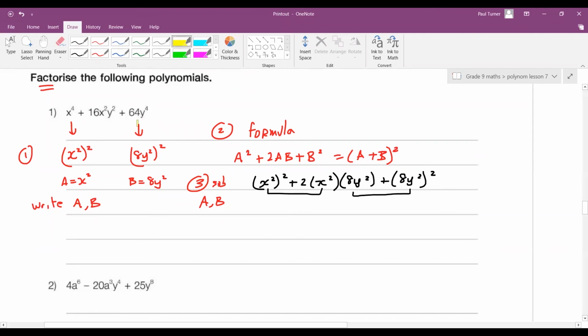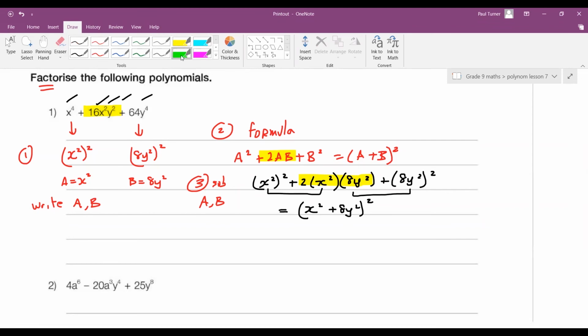Now we check the middle term is correct. We must get this number here for it to be working. So you've got 2 times 8, 16. Okay, 16 is right. X squared, y squared, x squared, y squared. So the middle term's correct. And the first term and the last term are also correct, which means we can write it in the form (a plus b) all squared, which will be (x squared plus 8y squared) all squared. So that's your final answer there.